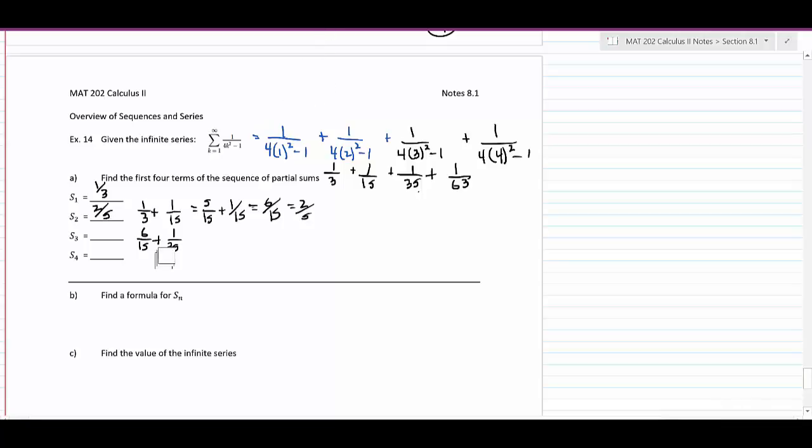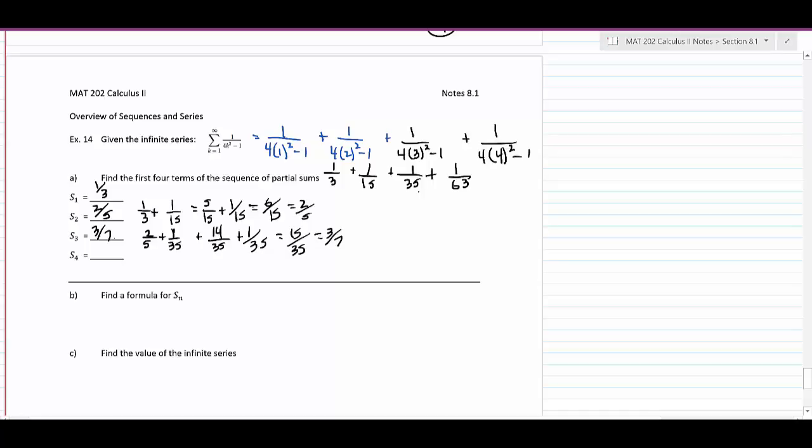Okay, so when we go to the next one, what we want to do is the 2/5 plus the third term, 1 over 35. Get a common denominator, so that's going to be 14 over 35 plus 1 over 35. So that's 15 over 35, and that reduces. I need to reduce that too. So 15 over 35, you can divide by 5, so that gives 3 over 7. Okay, now I'm seeing a pattern.